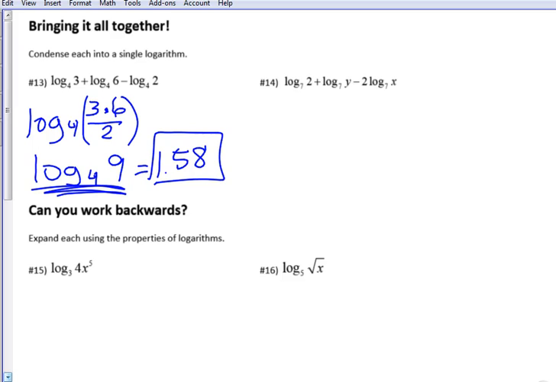All right, you do 14. Log base 7 of 2 plus log base 7 of y plus 2 log base 7 of x. So there are actually 3 properties present in this one. And there's no evaluating because I have some variables. So all you have to do is condense it into just one logarithm.